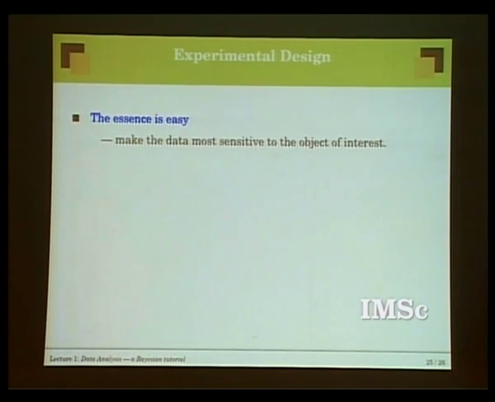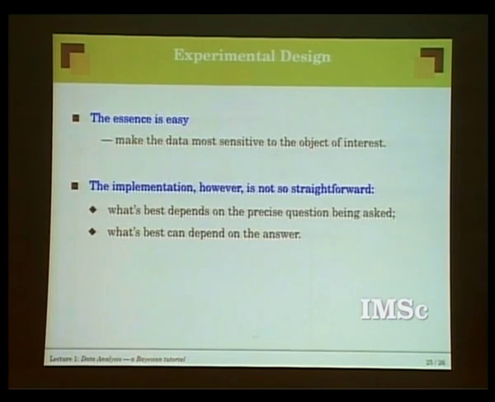So the essence of how you address it is very simple. The idea is, if you're doing an experiment to learn something, design something where the data are most sensitive to your object of interest. Unfortunately, putting that simple principle into practice is often very difficult, because what's best will often depend on the precise question being asked. If you're talking about a spectrum, if you are prepared to accept that there are two peaks, and the question is where are they, how big are they, then what's best might be one thing.